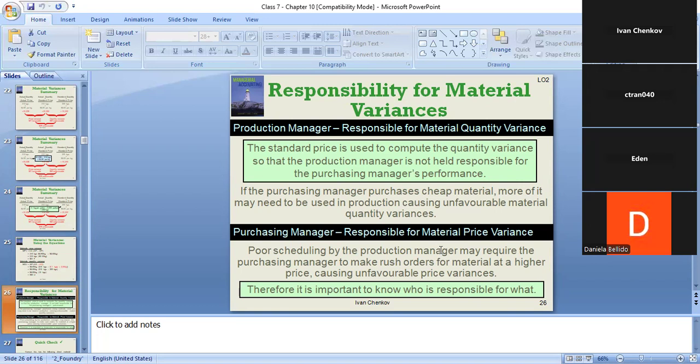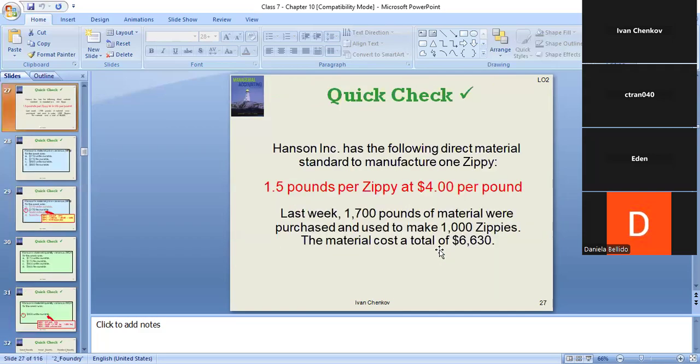Now, poor scheduling, what can be the cost for the other side? With poor scheduling, the production manager may require the purchasing manager to rush the orders, and that may trigger a higher price. So you can see we have to go and ask the questions. Once we see the variances, we have to ask the questions because you'll be surprised what kind of explanation you may hear. You may think that the production manager is the one to reward, but it turns out to be the opposite. So be careful with this. Don't jump to conclusions right away.